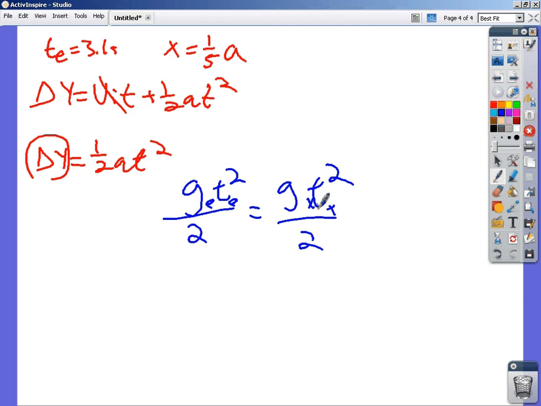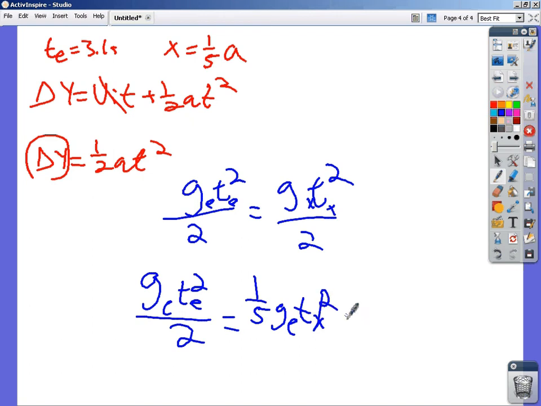All right, so what I can do here is on this side, instead of GX, I can put in 1/5 GE. So we're going to say GE TE squared over 2 is equal to 1/5 GE TX squared over 2. These are different time values. That's the important part. From here, I can reduce a lot of things. The 2's cancel out, right? We can multiply through everything by 2 to get rid of those. Anyone see anything else that cancels? The GE's cancel.